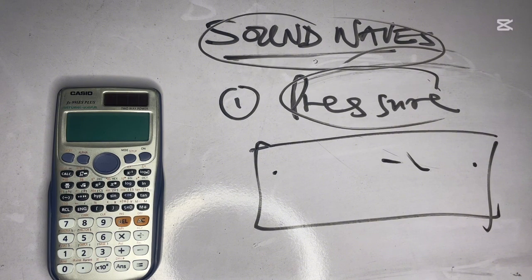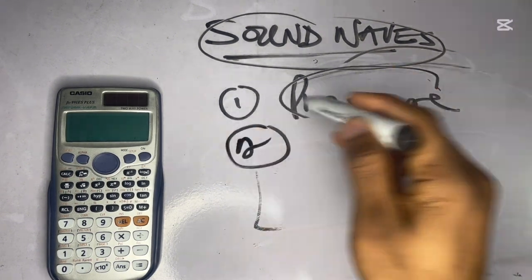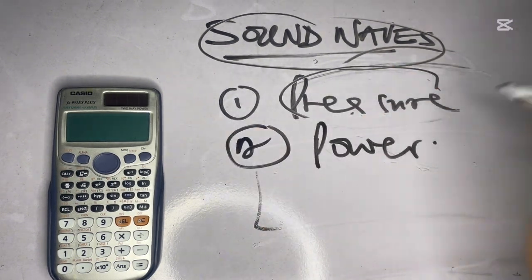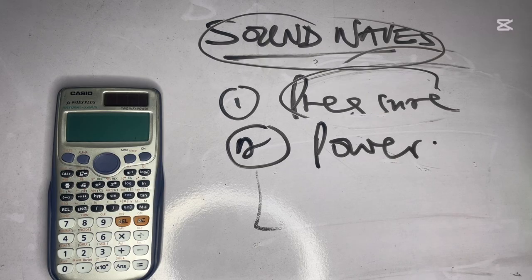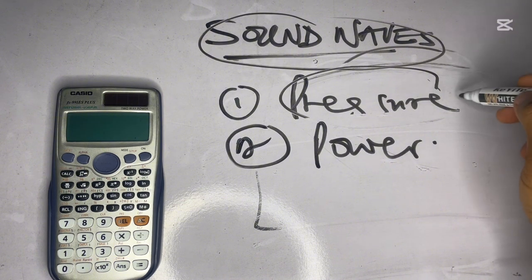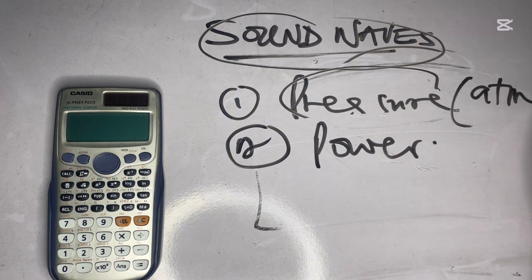Number two is power. Power is the energy transported per second by a sound wave. And remember, pressure is measured in atm, in Newton per meter square, or in Pascal.